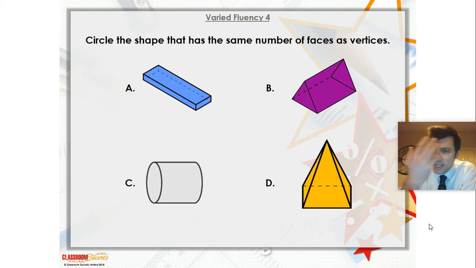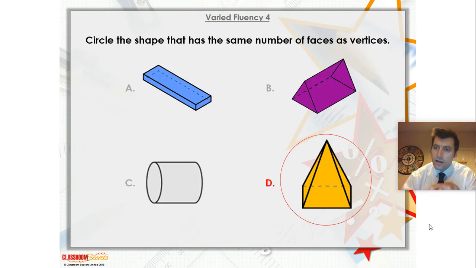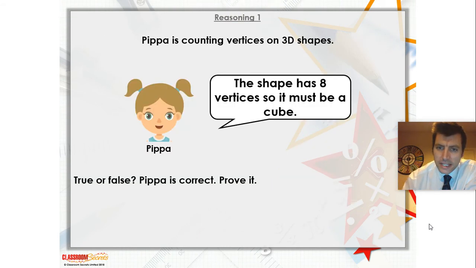So remember, faces are the faces, and then vertices are the points where the edges meet. So which of these shapes has the same number of faces as vertices? Pause the video while you work through that. Well done if you spotted that it is 5 for our square-based pyramid: 4 points at the bottom, and then 1 at the top where the 4 triangular faces meet.